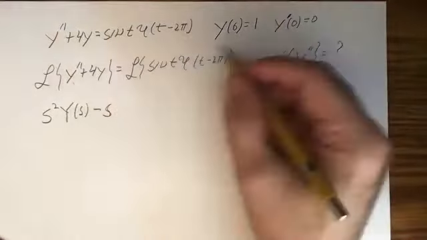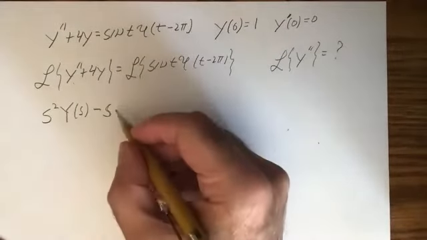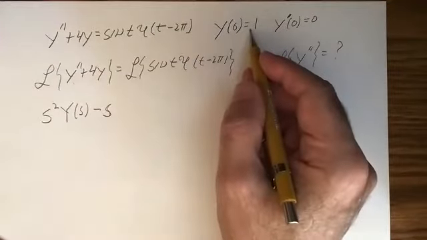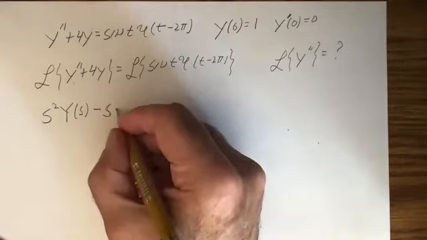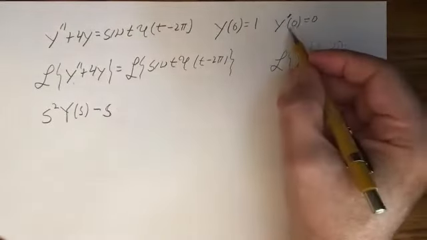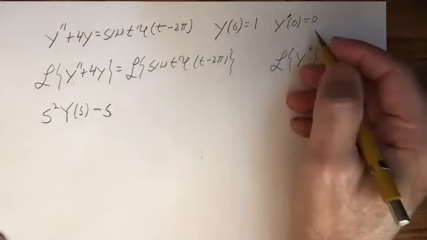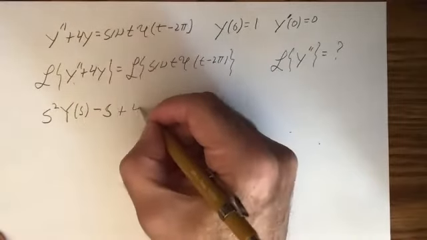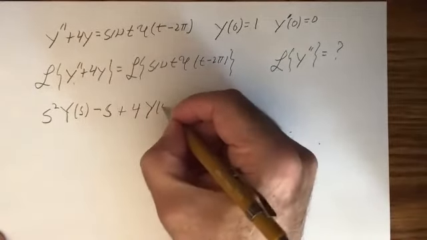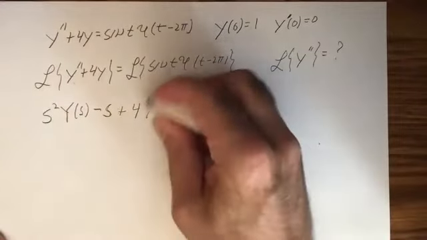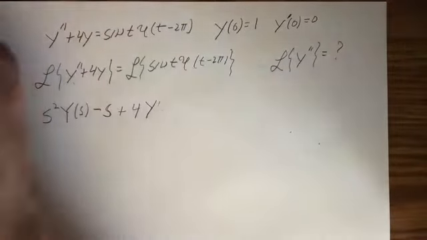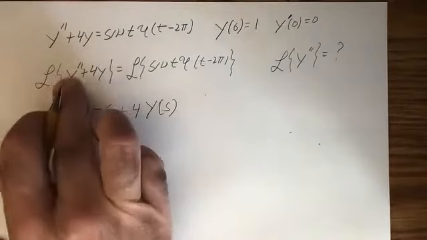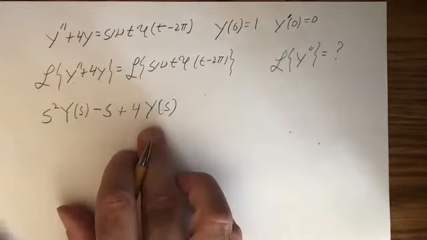Does everyone agree with me that this is s here? Because this is going to be y0 times s, but y0 is equal to 1. Then I got minus y prime, which is 0. So this is 0. Now I'm going to take the Laplace transform of this, and this is going to be 4. So that's what I have on this side of the equation. Everything looks good.